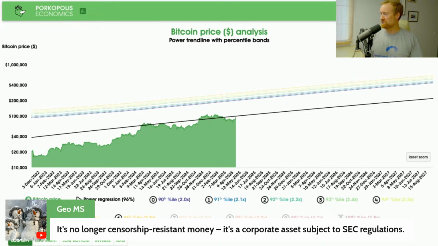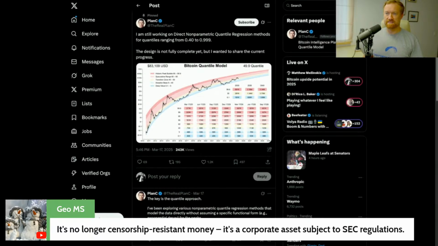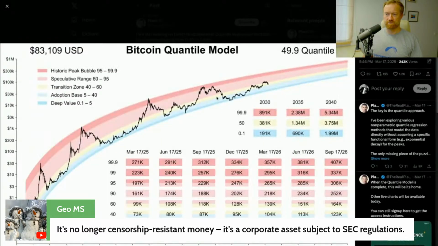Let me show you one more thing here. It's got to be a quick one today, guys, as I've said. But, oops, let me pull this up. So here is my buddy Plan C, just to show you the difference. So this is the quantile model. Now, he has nice smooth curves, right? It's a little bit different.